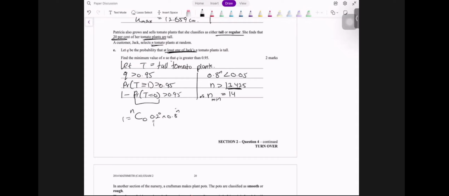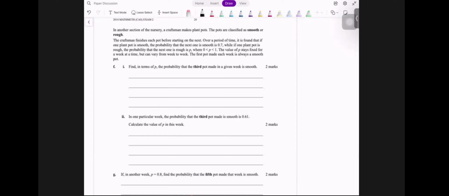You round up because if you have 13, that means it's not going to satisfy this inequality here, so you have to round up. And notice, n is the number of tomato plants. You can't have like 0.5 plants, so you have to write 14. So we'll say 14 tomato plants.